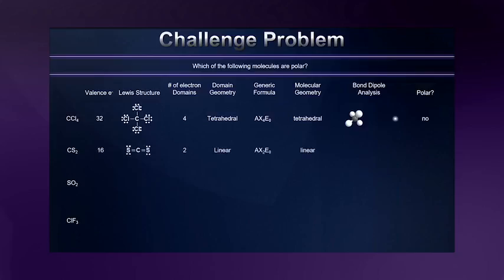In the case of CS2, we find that we have an AX2E0 compound. That means it's a linear molecule, and because the 2 CS bonds are equal but opposite, they also add up to a point, creating no molecular dipole. This is not a polar molecule.